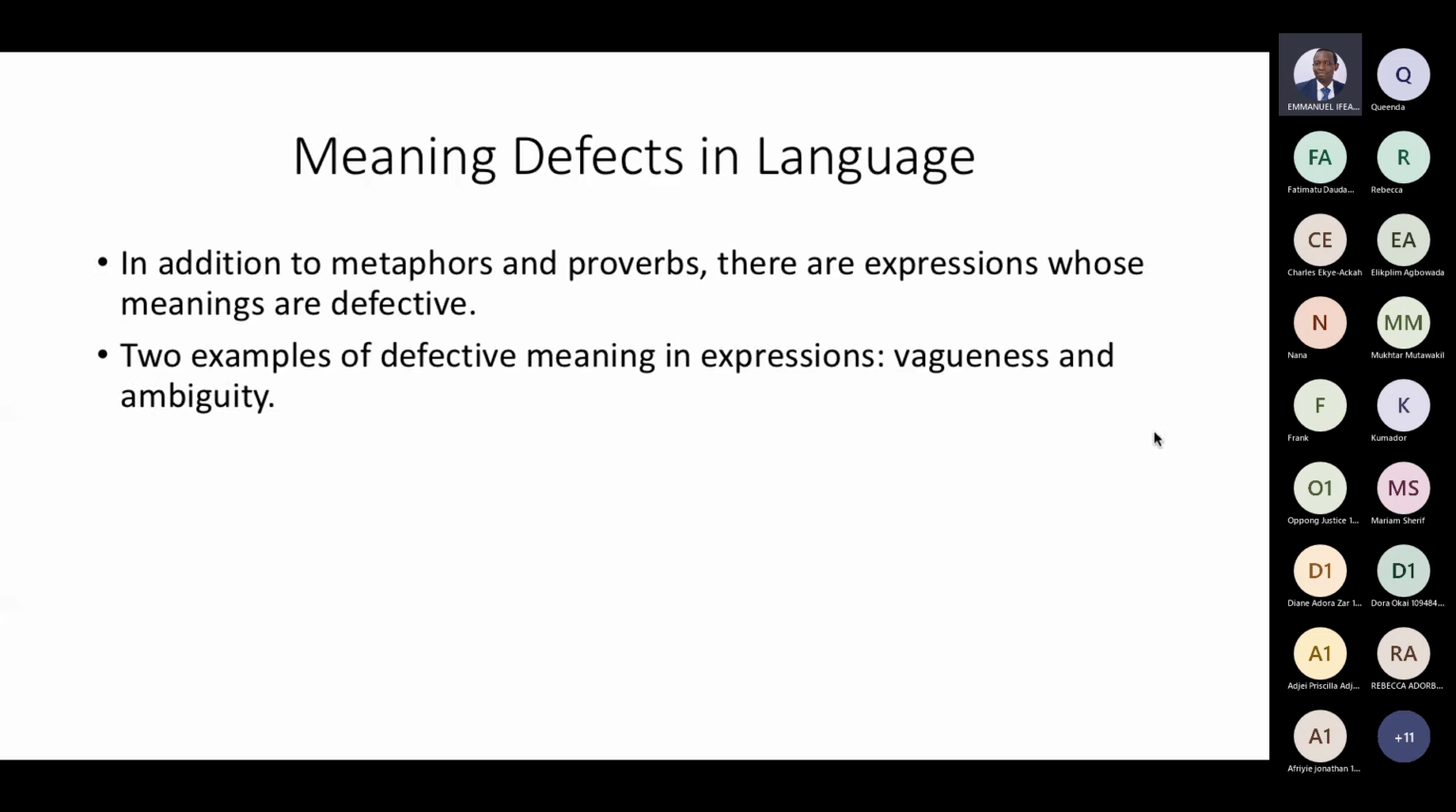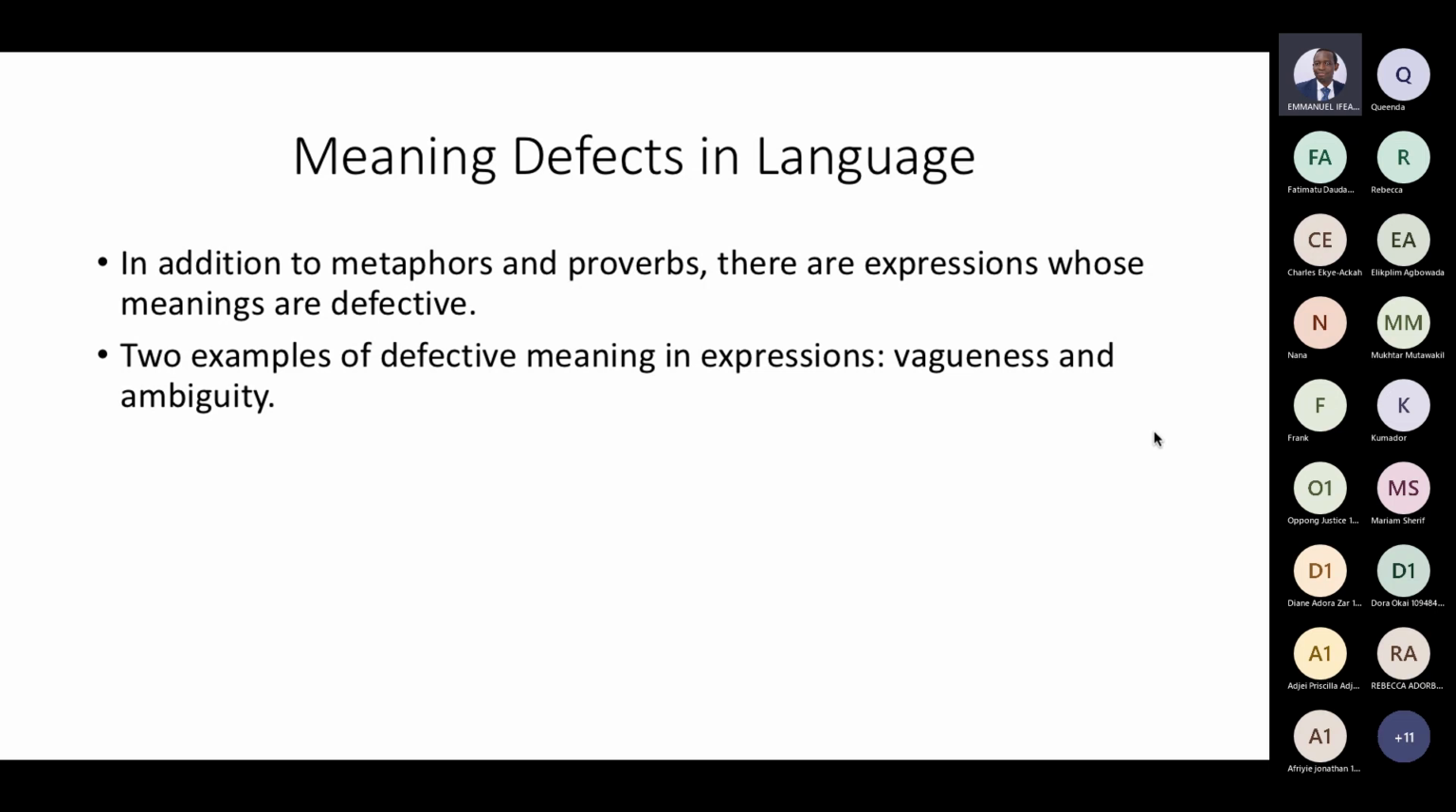Now let's look at meaning defects in language. We've seen some statements or expressions that are not always interpreted literally. Another problem with accuracy in literal meaning is problems such as vagueness and ambiguity. These are two problems that need to be handled before you can even reason logically about the statement.